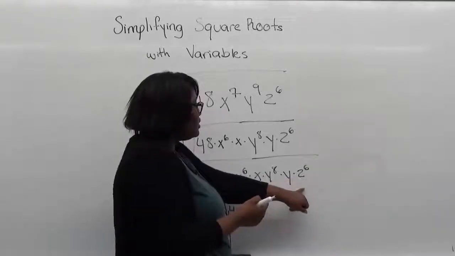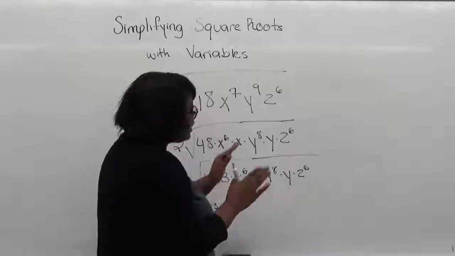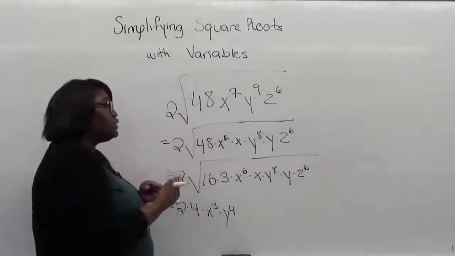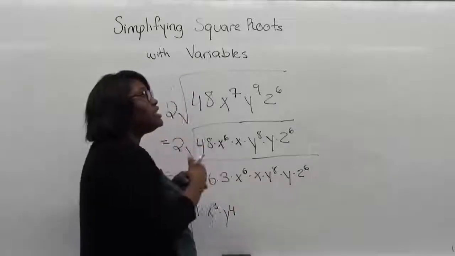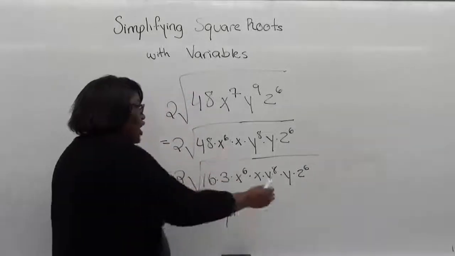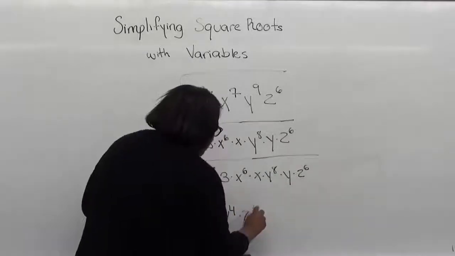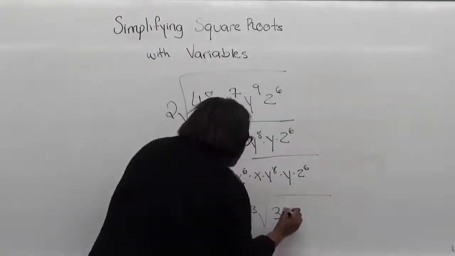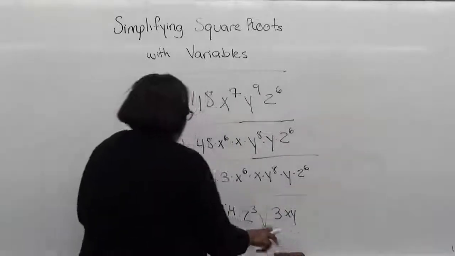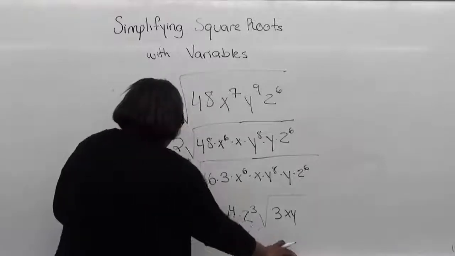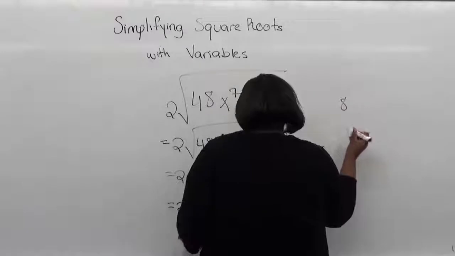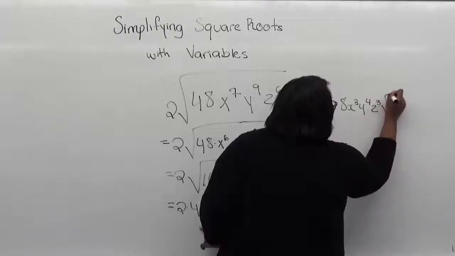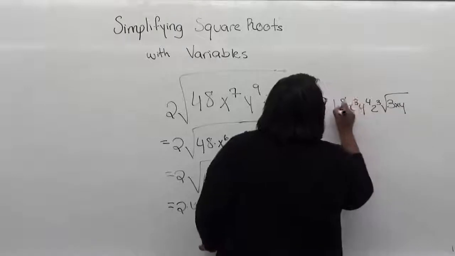So we're going to go on to our next term, which is the square root of z to the 6th. Again, 6 is an even number, can be divisible by 2, which tells us that there is a number when added to itself gives you 6, which we know is 3. So the square root of z to the 6th is z to the 3rd power. And that's all going to be times the square root of 3xy. So our final answer for this is 8x to the third, y to the fourth, z to the 3 times the square root of 3xy. That's our final answer.